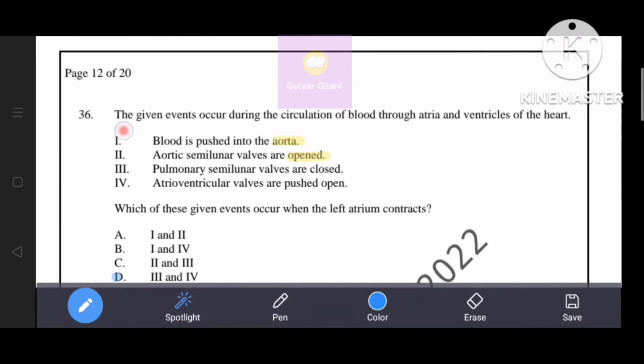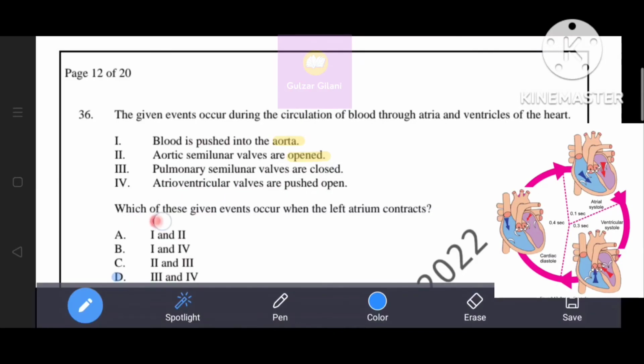Next question. The given events occur during the circulation of blood through atria and ventricles of the heart. 1. Blood is pushed into the aorta. 2. Aortic semilunar valves are opened. 3. Pulmonary semilunar valves are closed. 4. Atrioventricular valves are pushed open. Which of these given events occur when the left atrium contracts?